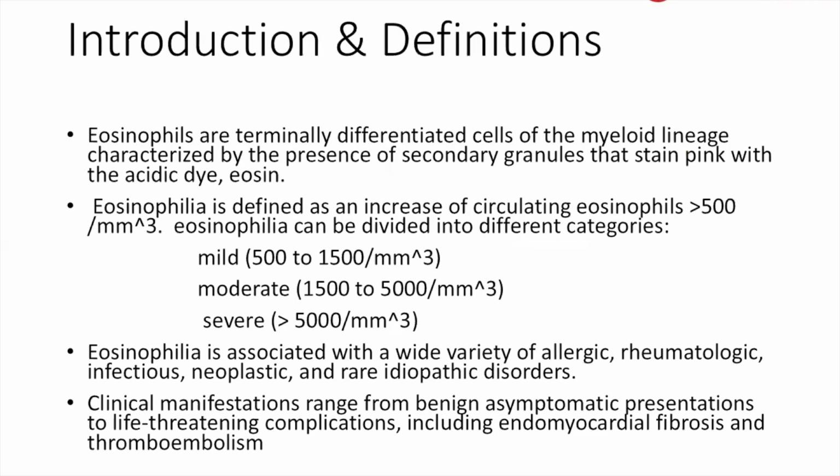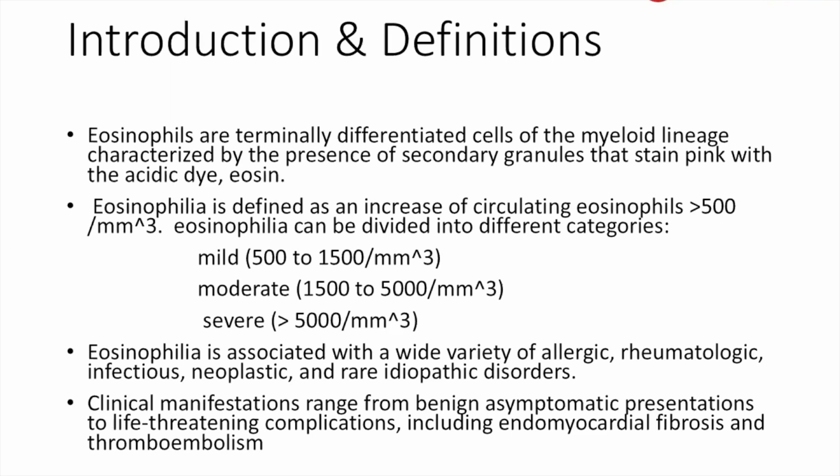So, before going to the evaluation, let's look at some of the definitions. The term eosinophilia is defined as an increase in circulating eosinophils of more than 500. Eosinophilia can be divided into three different criteria: mild, moderate, and severe. The range is from 500 to 5,000, divided accordingly into 500 to 1,500, 1,500 to 5,000, and greater than 5,000, which is called severe.